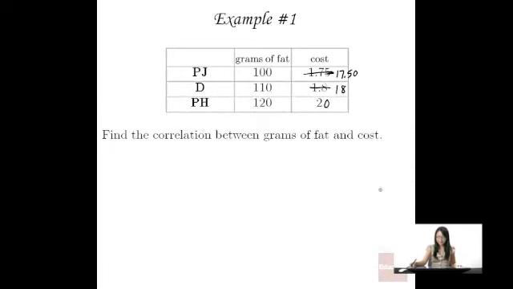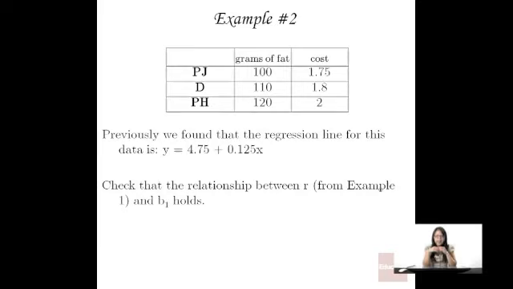All right. Okay, so previously we found the regression line for this data. And I believe that in that case the cost is $17.50, $18 and $20. But previously in the regression lesson, we already found this. So check that the relationship between R, from the previous example, and B1 holds.